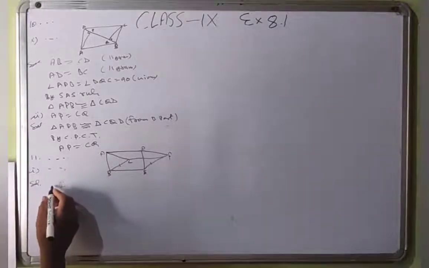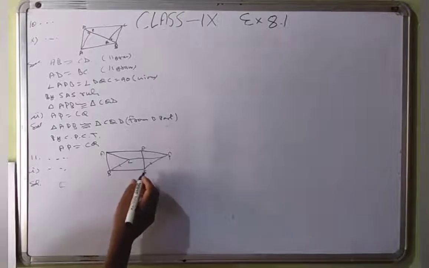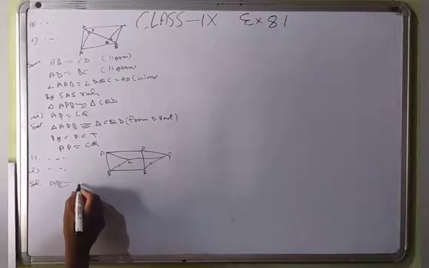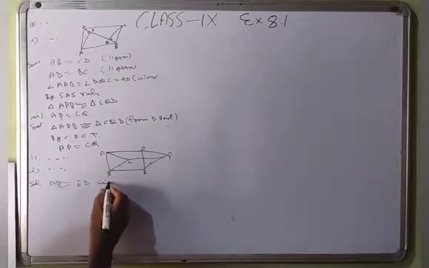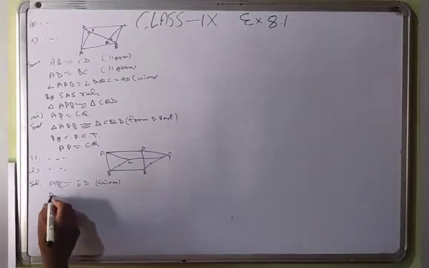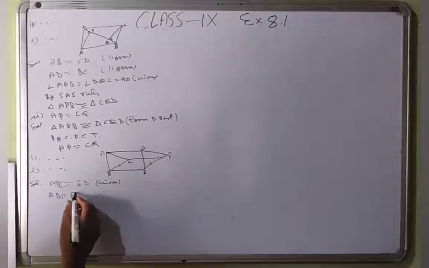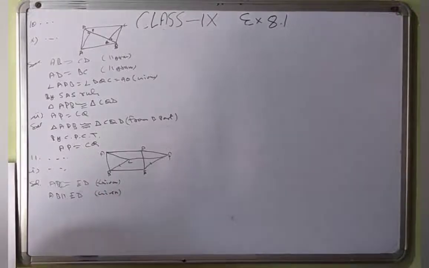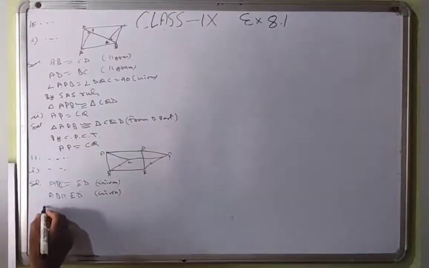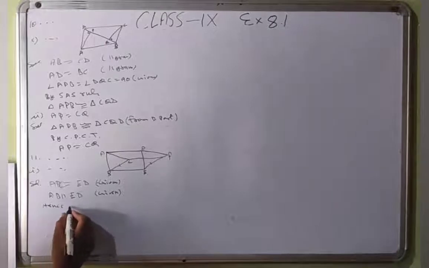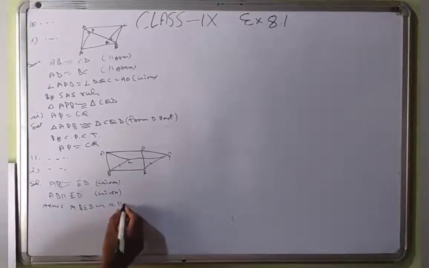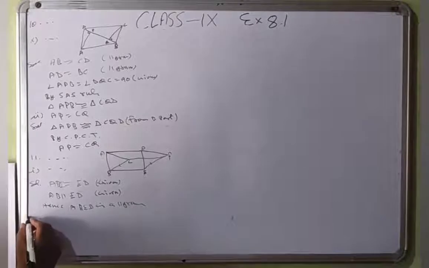ABED is a parallelogram. AB is equal to DE, given, and AB is parallel to DE also, that's given. If the opposite sides are equal and parallel, then that is a parallelogram. Hence ABED is a parallelogram.